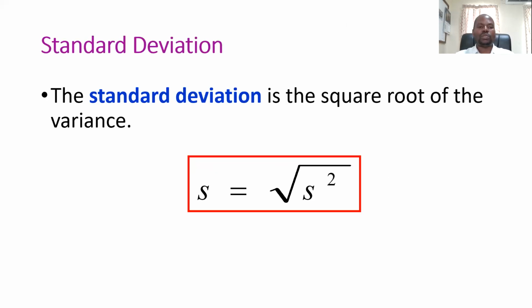And the standard deviation is basically the square root of the variance. So you get an S, which is just the square root of the variance. And we know the formula for the variance. So if you are asked to calculate a standard deviation, then that is quite simple, because you just work on the variance, and then you just take the square root of that variance to get the standard deviation.